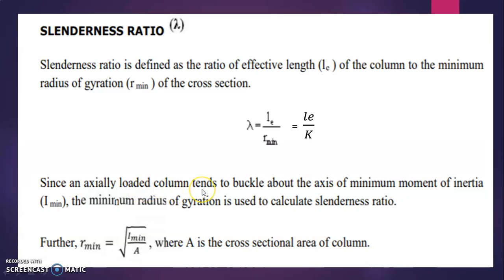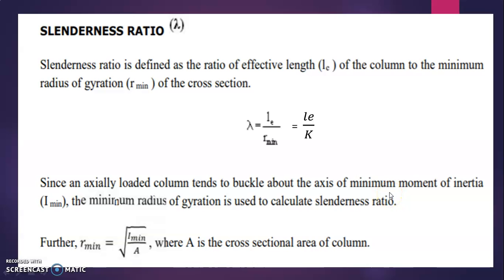Since an axially loaded column tends to buckle about the axis of minimum moment of inertia, I minimum, the minimum radius of gyration is used to calculate the slenderness ratio. Okay, and this slenderness ratio doesn't have any units. LE divided by K or LE divided by R minimum, either formula you can use.